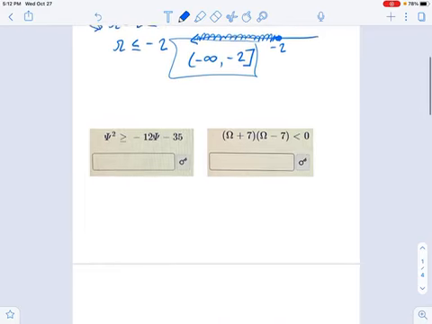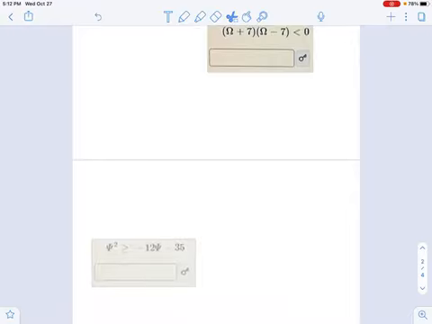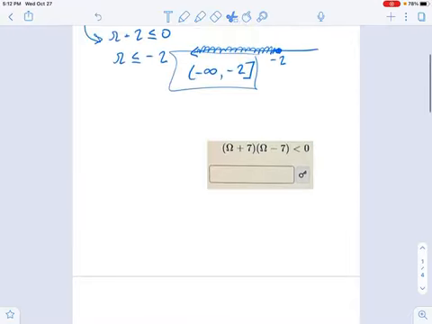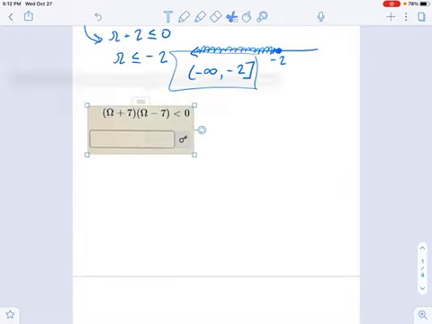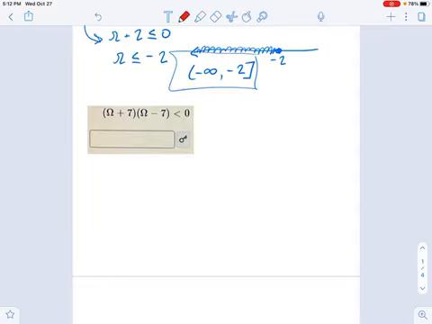Now where it's getting a little more complicated is, in this example, I'm going to need more room here. Okay, let's do this one first. This pair of factors multiplied together. If you actually try to figure out where this satisfies the condition shown here, where x plus 7 times x minus 7 is less than 0, there's different ways we could do it.